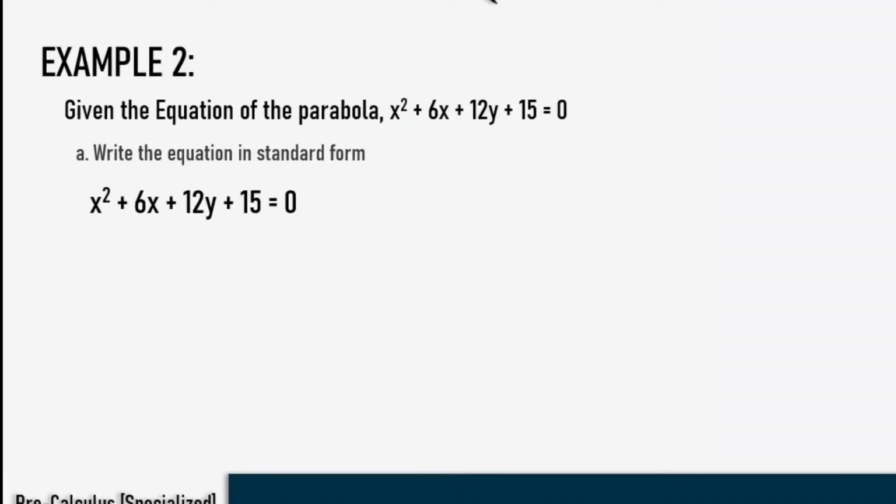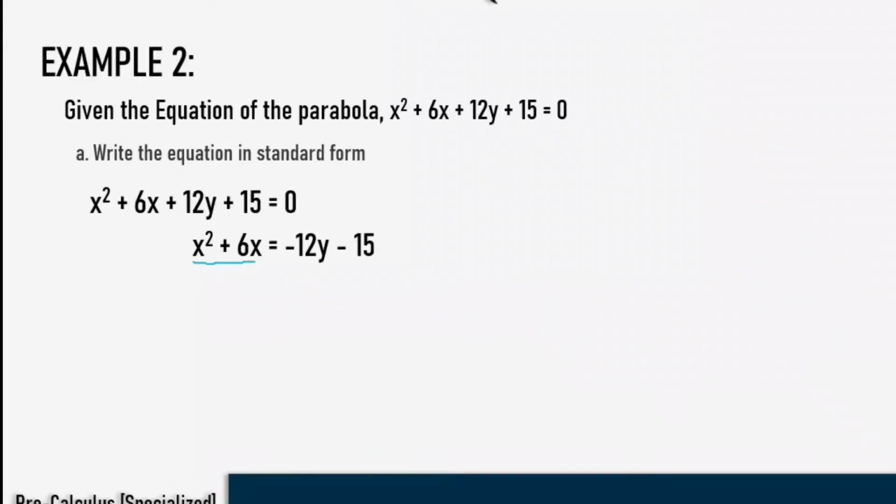Then the rest, transpose natin to the other side of the equation. We get x squared plus 6x, that is equal to negative 12y minus 15. Take note, kung anong variable ang may exponent na 2, sila yung iiwan natin sa left. That's why dito sa ating example, ang naiwan sa left side ay ang x squared plus 6x.